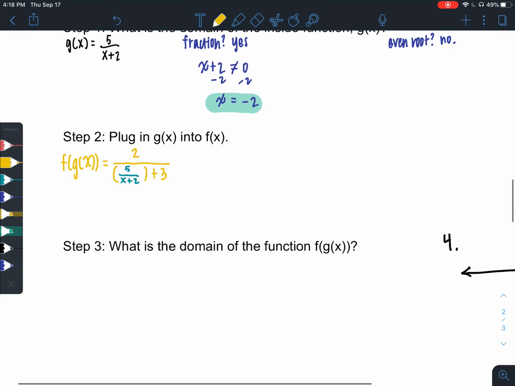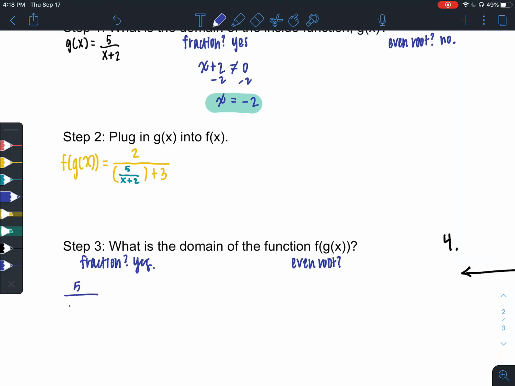Okay, so then we're finding the domain of the function f of g of x. So I asked myself two questions. Is there a fraction? Is there an even root? So we do have a fraction, yes, so we're going to set the denominator equal to 0.